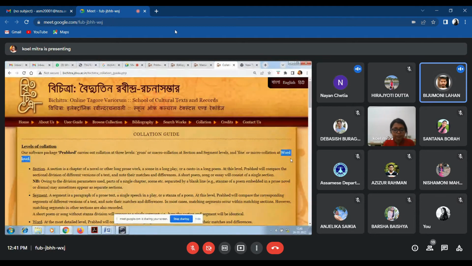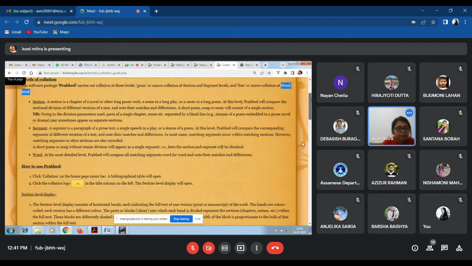Yes, ma'am. So the first 2 levels are the more important levels. The first level is the most important level, which is the macro collation, to find out exactly how a thing is different from its previous edition or its later edition. The second is also very important because it happens at a finer segment level. But the third or the word-level collation, which gives out your differences and similarities, is basically something which you will also get from your search engine. But the whole package is part of the software which we created called Probhed.